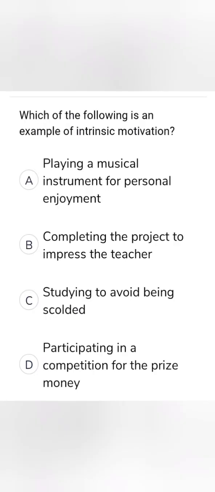Next question is, which of the following is an example of intrinsic motivation? Option number A. Playing a musical instrument for personal enjoyment. B. Completing the object to impress the teacher. Option number C. Studying to avoid being scolded. D. Participating in a competition for the prize money. Option number A is right. Playing a musical instrument for personal enjoyment.